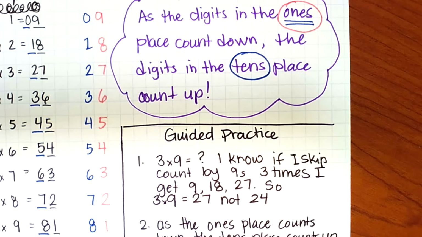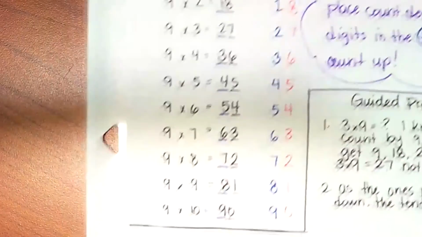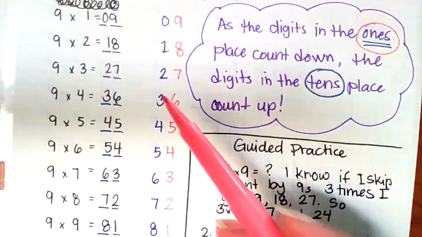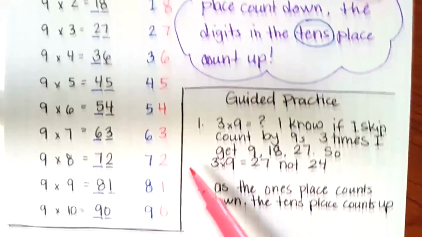All right, now for the next set of questions, number 3 is asking us, how do we find 9 times 2? So let's go back over here. 9 times 2, we can look at our information up here in the table. We know that 9 times 2 is 18.